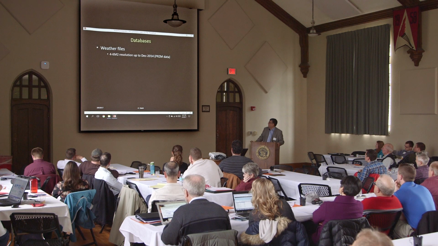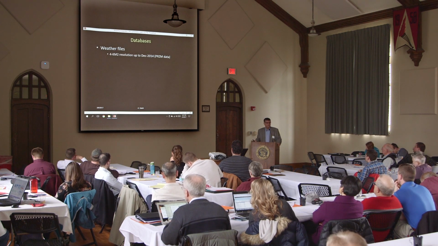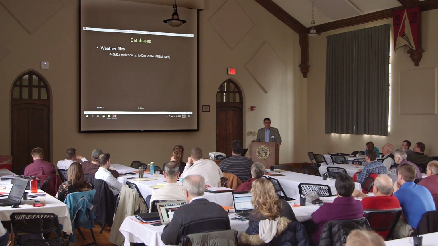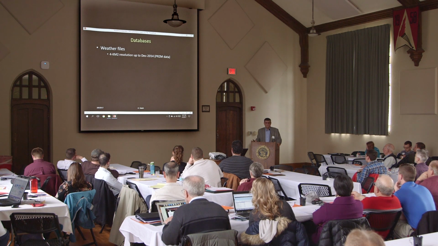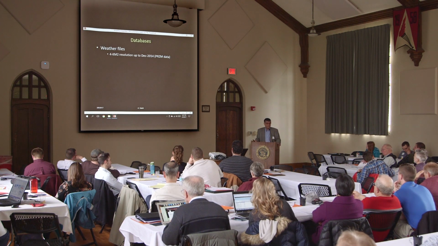Databases, weather file. We have now created 4 kilometer weather file grids from the PRISM database. So we have over 800,000 stations in the United States, I think, at the minimum. So you will have a more realistic weather file for where your farm is, rather than have one for a county seat.